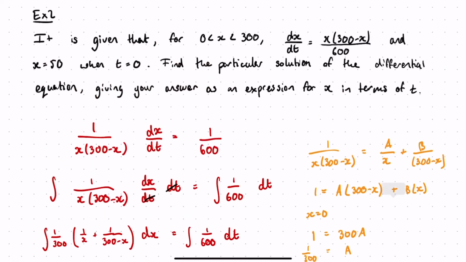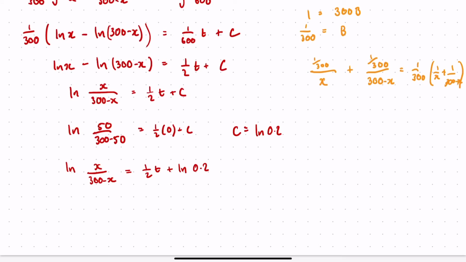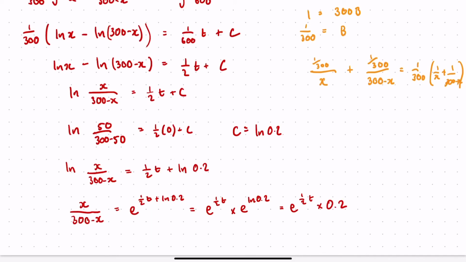But because we want this x in terms of t, we still need to do some rearrangement here to get this to be an x equals. So we need to get rid of natural log. To get rid of natural log, we're going to take exponentials. So x over 300 minus x is equal to e to the half t plus natural log 0.2, which again can be split as e to the half t times e to the natural log 0.2. When you consider what e to the natural log 0.2 is, well, the e and the log cancel each other out, just giving you 0.2. So this is e to the half t times 0.2. So x over 300 minus x is equal to 0.2 e to the half t.